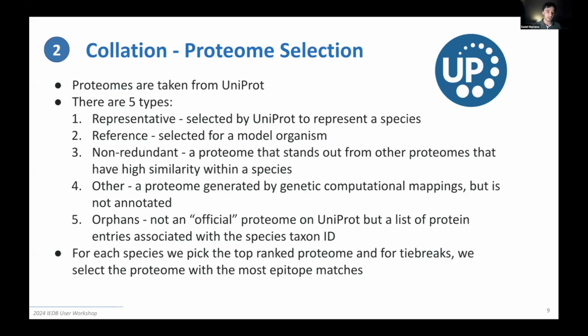And then the last 2: we have what they call just an other proteome, which is not really annotated in any way. It's just a computational mapping from the genome. And the last one is not even really defined by UniProt, but something that we call orphans, because within the UniProt knowledge base, there might not be an official proteome file or collection, but there might be just a species taxon ID and random protein entries scattered amongst the UniProt knowledge base that we can just pull in and select from. So we step through this hierarchy to select the best one.